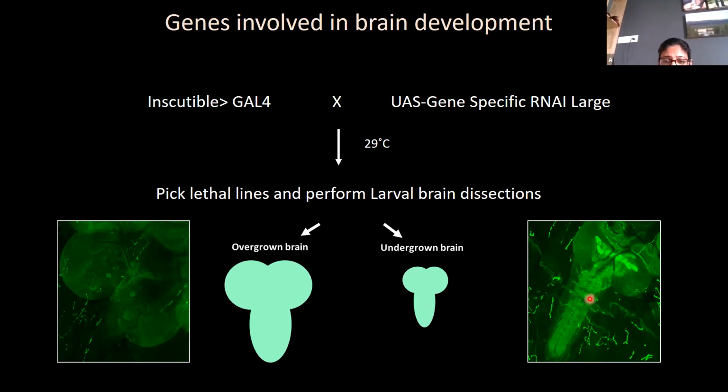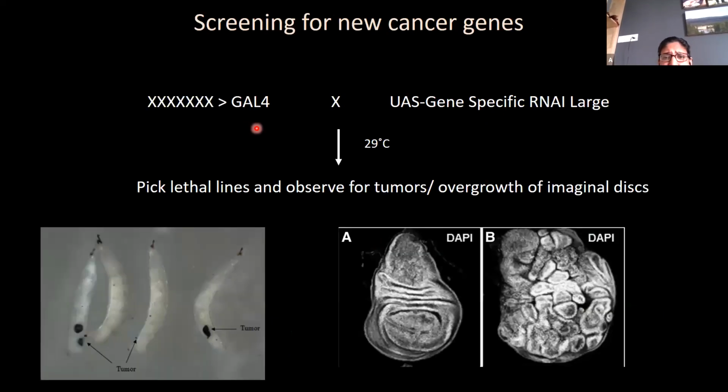Both conditions are important because both give us information that this particular gene is important for development of the brain, because this leads to lethality, and this also leads to lethality. This way we get good candidates, one giving overgrowth and one giving undergrowth. Similarly, here I just told you about insc-GAL4, which is expressed in the brain. You can do other screens depending on the GAL4 line. Okay, now just a second.